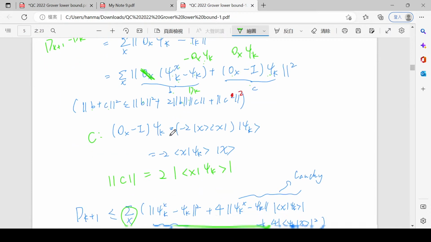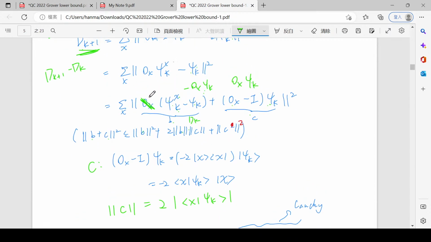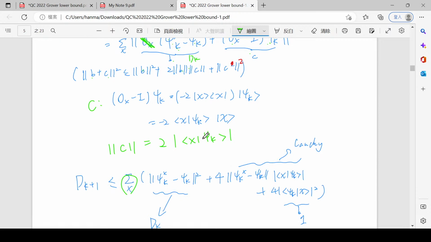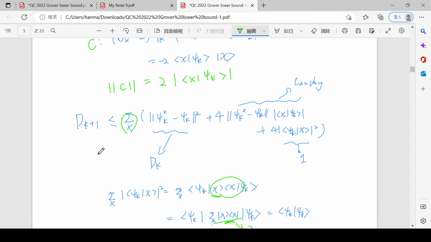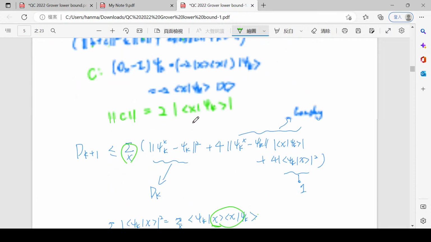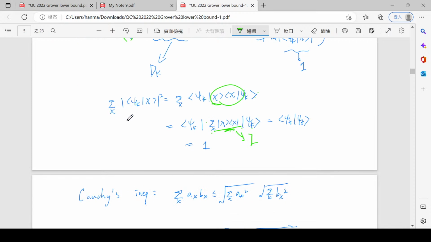We are calculating D_{k+1}, and we write it as this summation of the norm squared of some b term and a c term. And we say our c term is just the inner product of psi^k and x. If you sum this inner product squared over all different x, we say it's 1. Another way to see this is that it is the probability of measuring psi^k on the computational basis and getting result 1. So all the probabilities summed should equal 1.